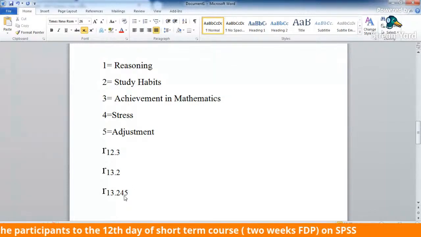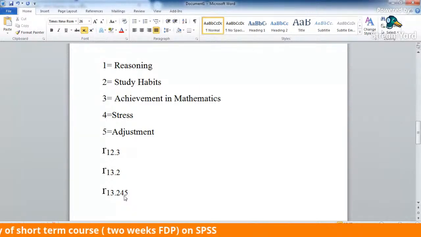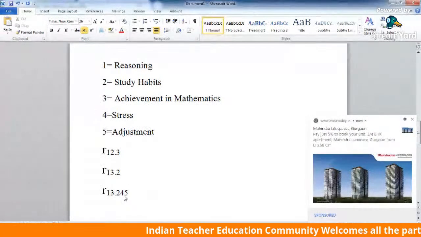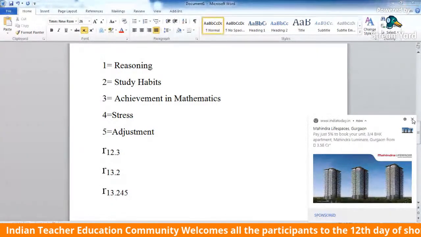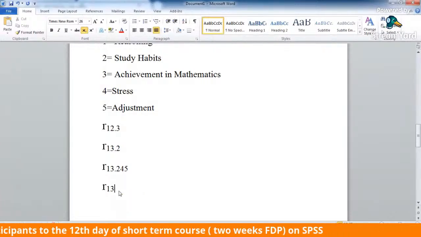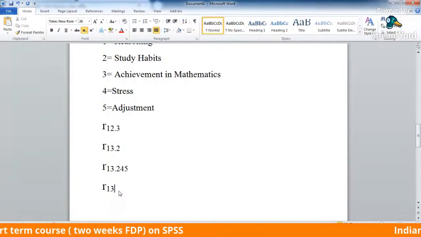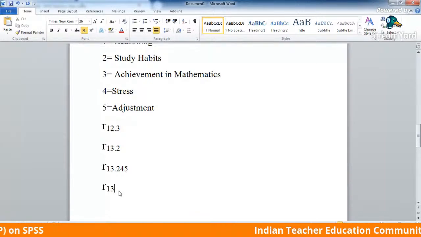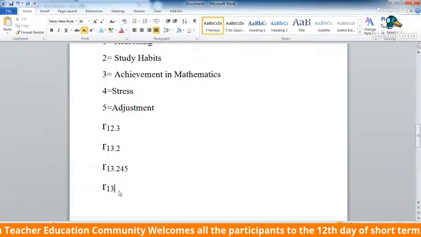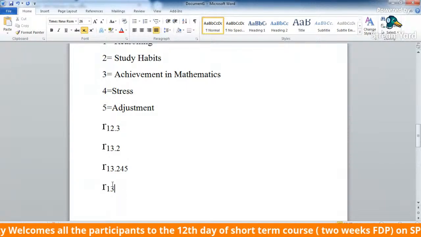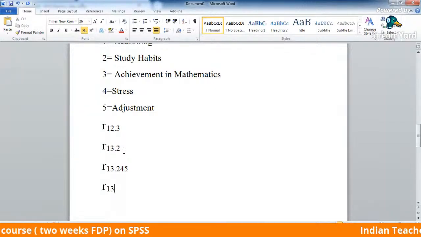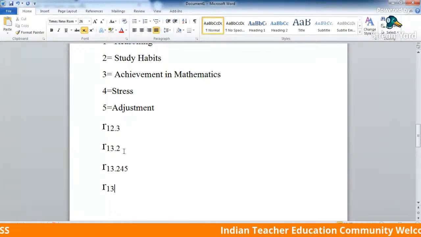And in correlation, you do not write anything like it, it is just between two variables. So if I just write like this, R13, it means I'm finding out the correlation by using the product moment correlation method, and I'm finding the correlation between variable 1 and variable 3. But the moment I say R13.2, now the statistical technique changes. And now the statistical technique is a partial correlation. It's not correlation.